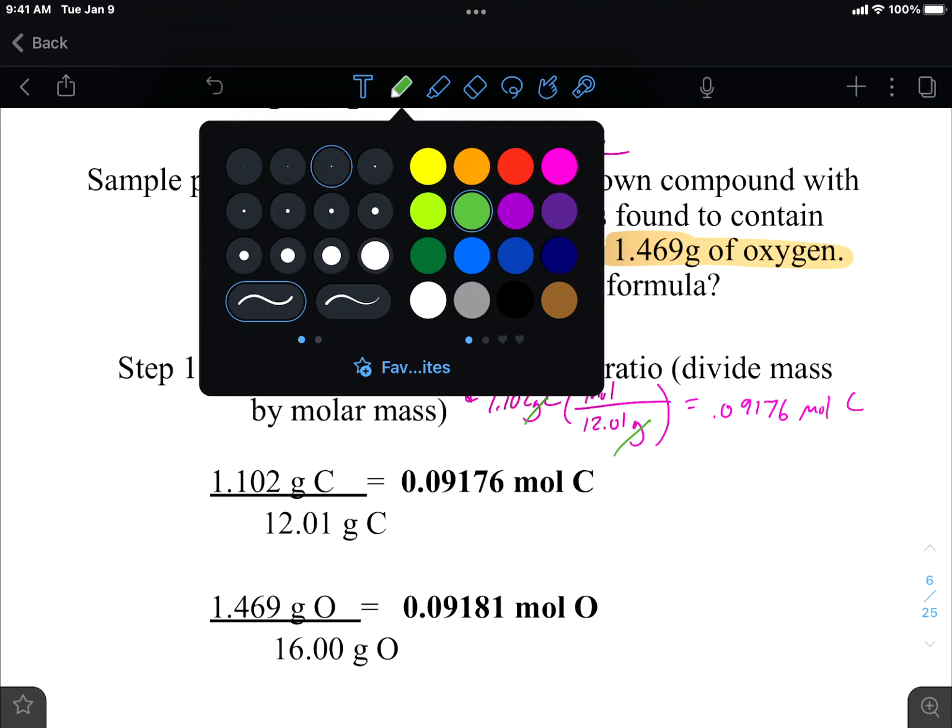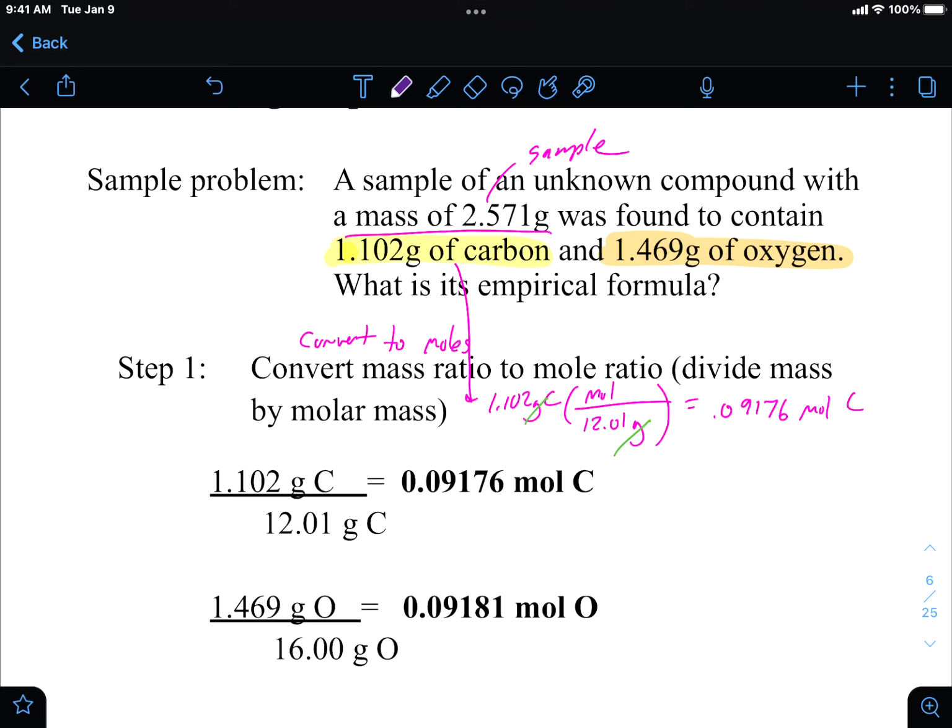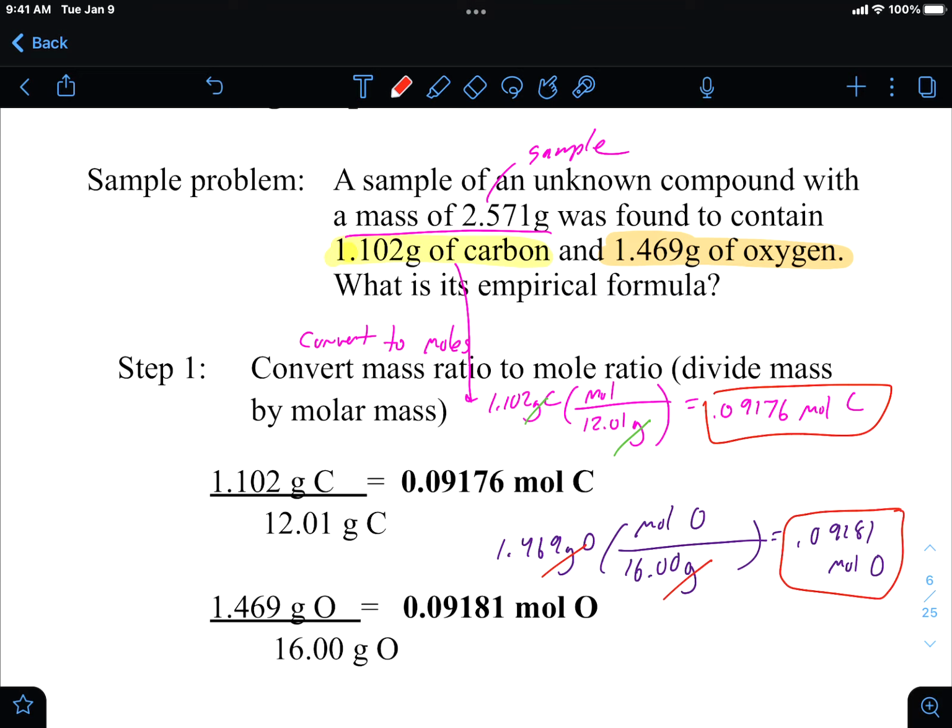Okay, let's do the other one. So 1.469 grams of oxygen. A mole of oxygen is 16.00 grams. So the calculation gives me 0.09181 moles of oxygen. My units cancel like so. All right, and so now I have the moles of both elements. That is step one. Convert to moles.